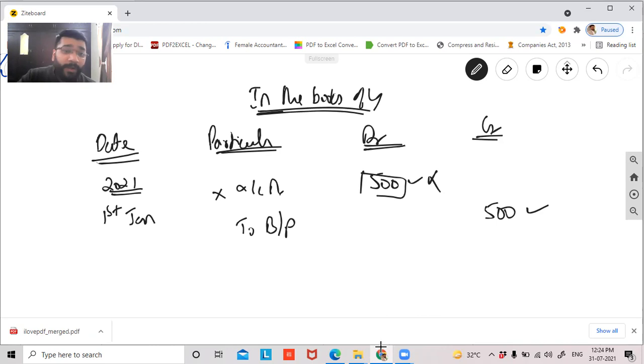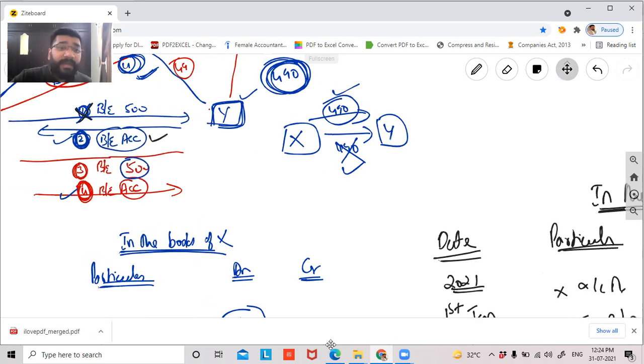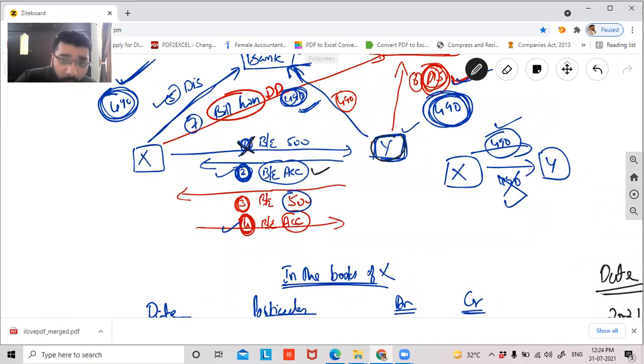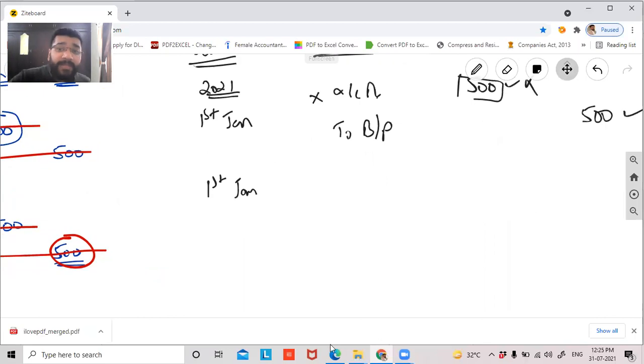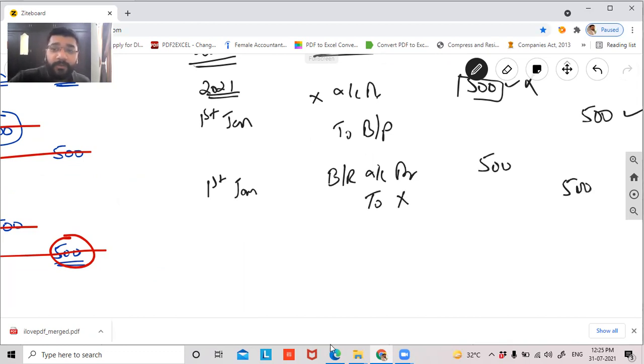Liability of X. So what is happening, guys? On 1st of Jan, Y is drawing a bill on X. Now Y is drawing a bill worth 500 to X, to which X is accepting and giving it back to Y. So guys, Y is getting bills receivable. Bills receivable account debit 500, to X 500.